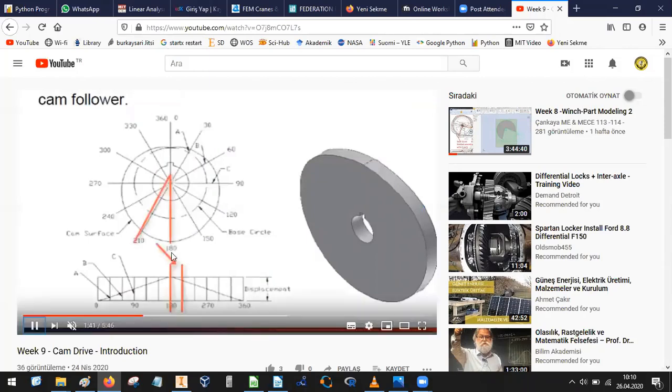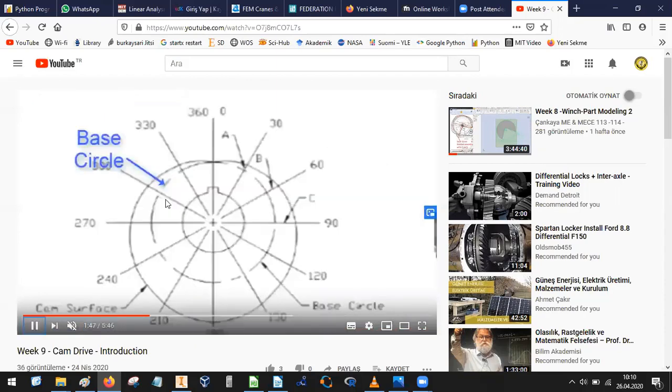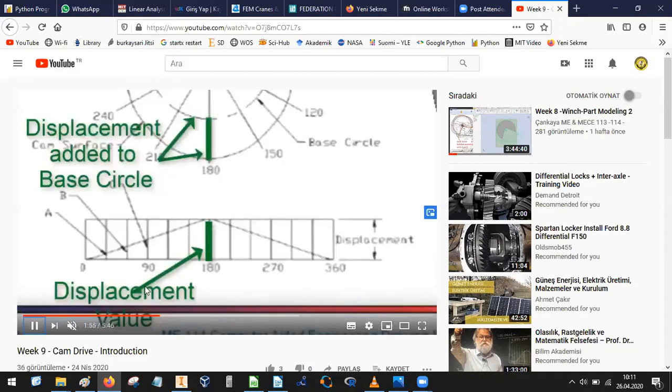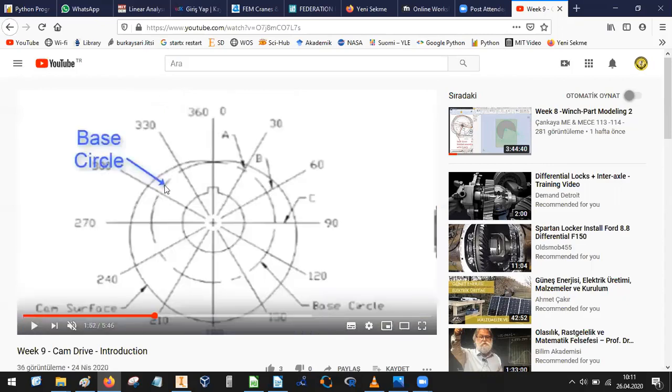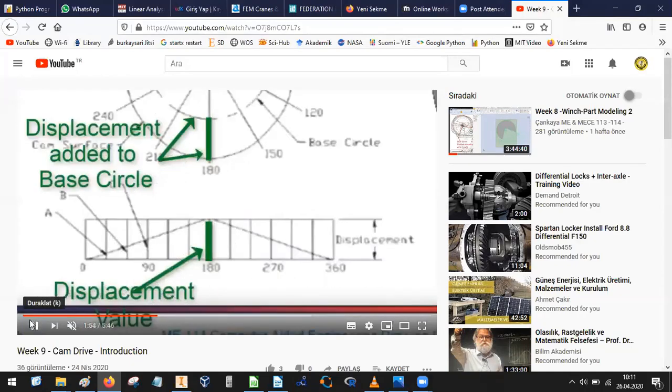We have defined our segments and we define the movement at each segment. In the cam mechanisms, we have a base circle, and we just add that movement onto this base circle. This is the displacement, which we define in the displacement chart, and we add that movement to the base circle.